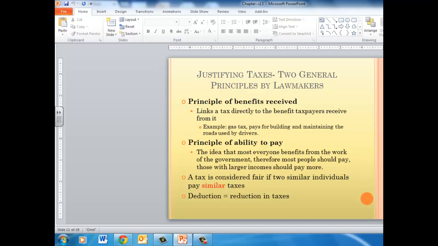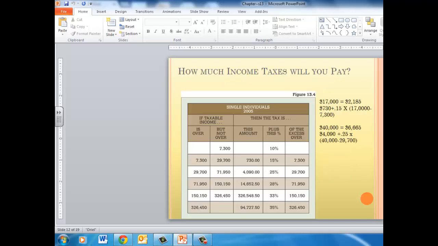The second principle is your ability to pay. This idea comes from the more that we make, the more that we pay. It says a tax is considered fair if two similar individuals pay similar taxes. And a deduction in tax, which your parents should get for having children, is a reduction in taxes. So there are deductions that come out of our federal taxes, and these principles show how taxes are justified in the United States.